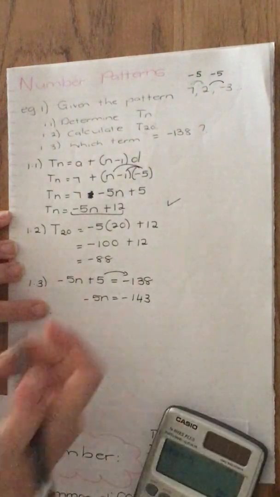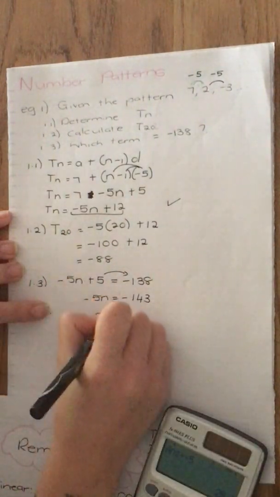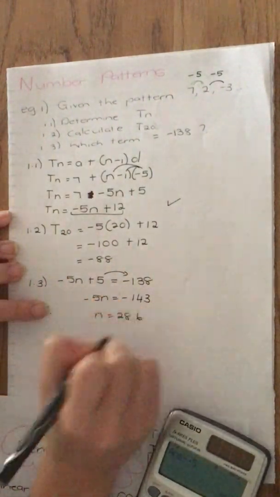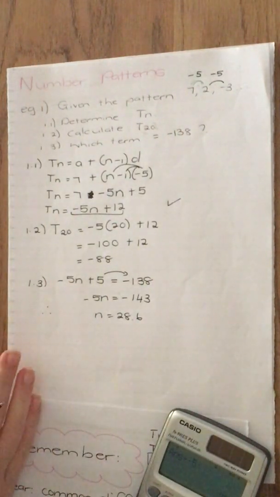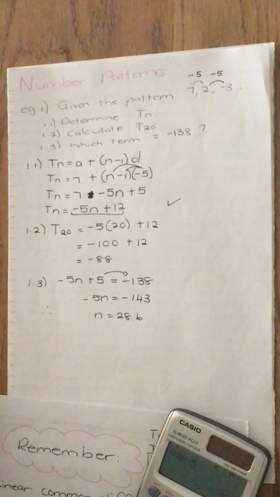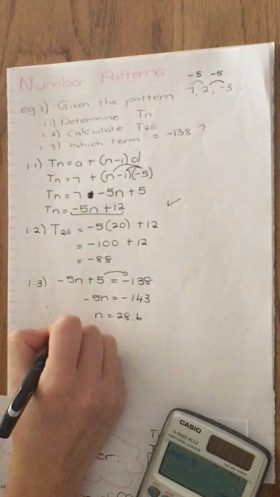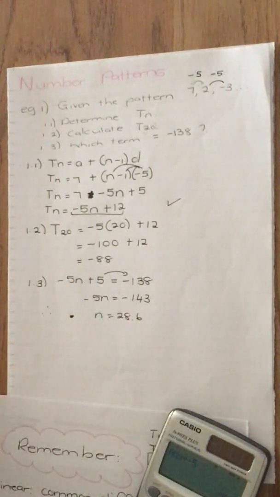Which is 28. N is equal to 28.6. Okay. Now, this is the first time I'm doing this question and I spot a mistake. Can anybody see what the mistake is? You're welcome to pause this in class if you want to and have a look. What is wrong with this n value?